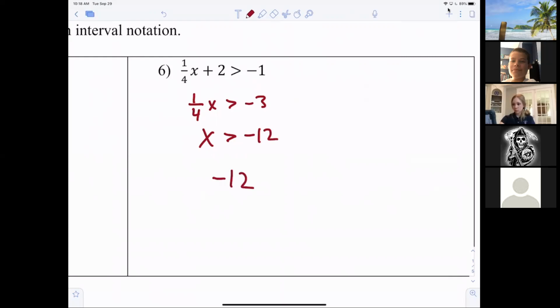And then I'm going to where? Infinity. That's how simple it is. And then none of them are equal to, so it's parentheses. Very simple, guys. Very, very simple.